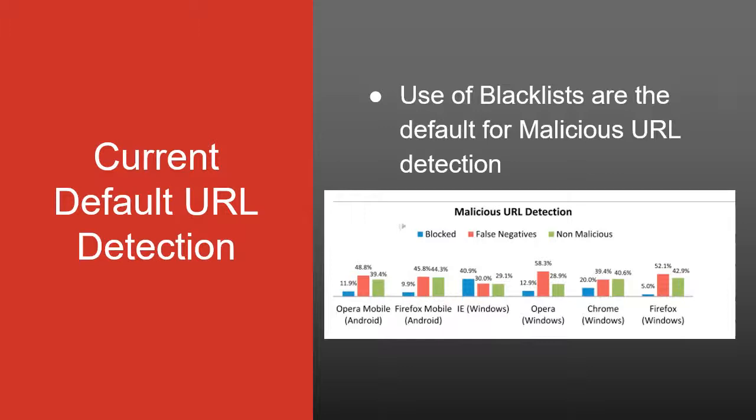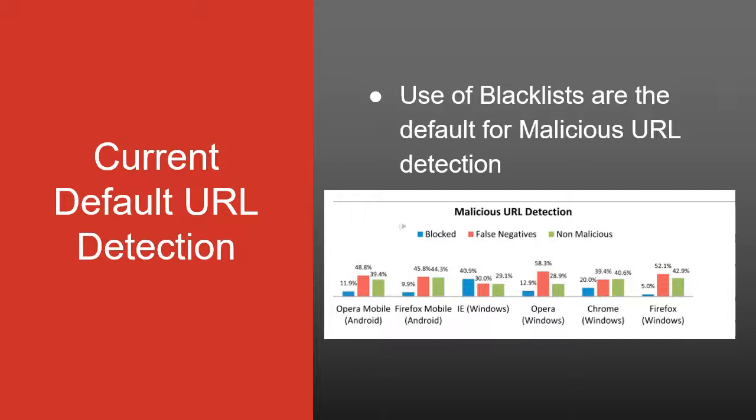The current default method for detecting malicious URLs is through the use of blacklists. Blacklist databases are where malicious URLs are stored. The browser compares the URL with the blacklist database. If it is in the database, the browser will detect that it is malicious and block the URL.